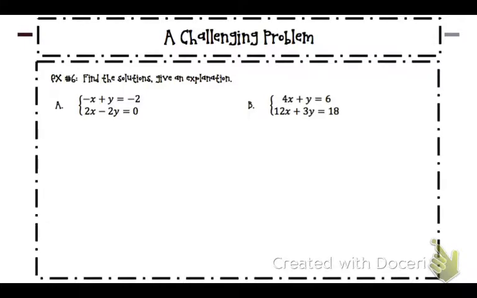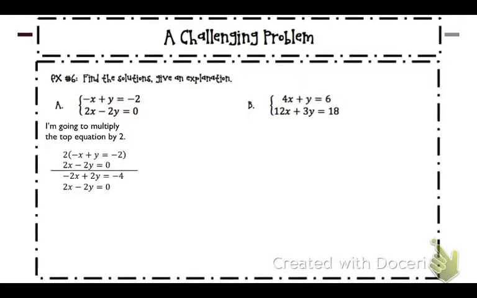We need to do these two real quick also. So I'm going to decide to get rid of my x's again. And I'm going to multiply the top equation by 2, so that becomes a negative 2x. If I multiply that top equation by 2, I end up with negative 2x plus 2y equals negative 4. Then I'm going to add the two equations. So negative 2x plus 2x is gone. 2y minus 2y is gone also. So I'm left with 0 on the left side of my equation, and 0 equals negative 4.